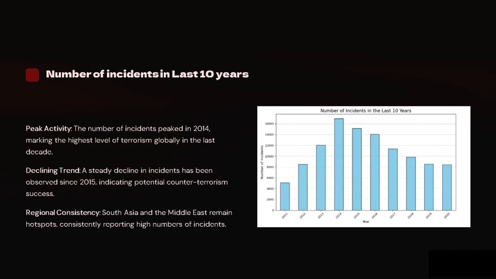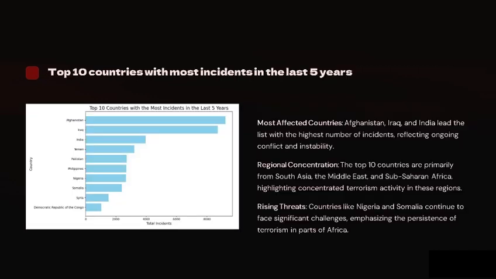A closer look at the past decade reveals peak activity in 2014, followed by a steady decline, potentially indicating the effectiveness of counterterrorism measures. Interestingly, Afghanistan, Iraq, and India are among the top countries affected, reflecting ongoing conflict and instability. Meanwhile, emerging threats in regions like sub-Saharan Africa, particularly Nigeria and Somalia, demonstrate the evolving nature of terrorism.